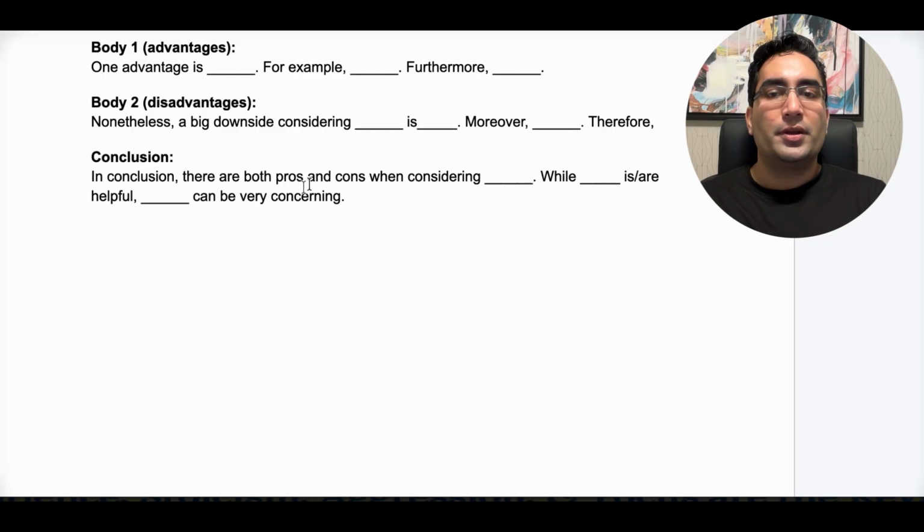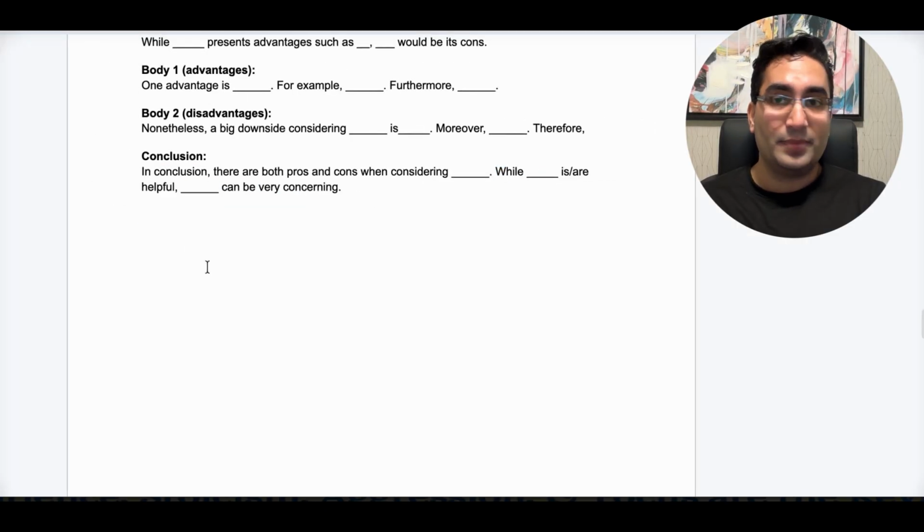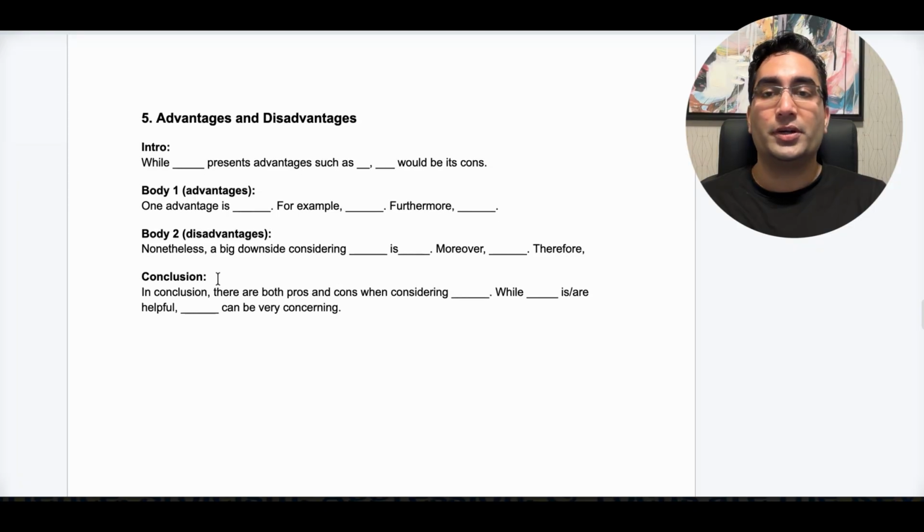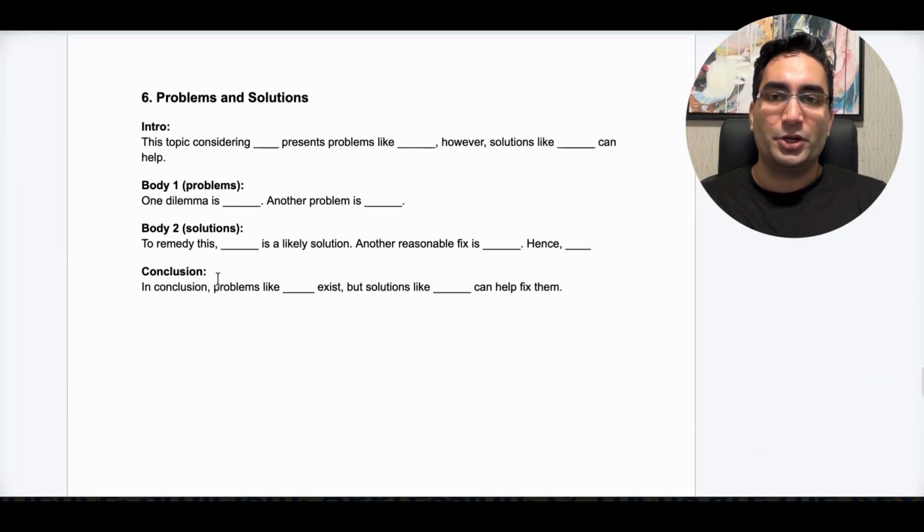Conclusion. In conclusion, there are both pros and cons when considering the topic. Mention it here. While this is helpful, and this is your positive sentence, can be very concerning, and here you put the disadvantages. That's it. Neat, simple structure that examiners will always appreciate.